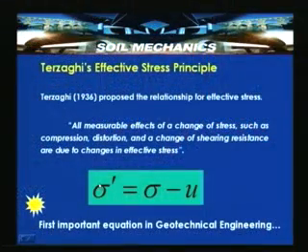given like this: sigma dash is equal to sigma minus u. That means sigma is the total stress and u is the pore water pressure. The new term introduced here, sigma dash, is called the effective stress, or intergranular stress. So, sigma is equal to sigma dash plus u, the famous and first important equation in geotechnical engineering.